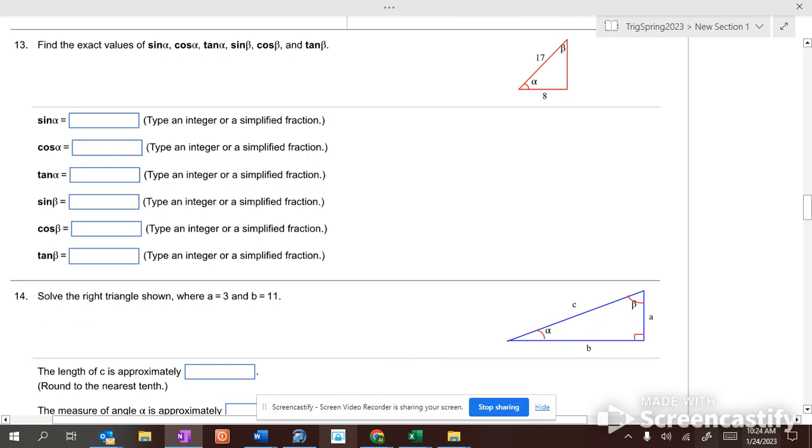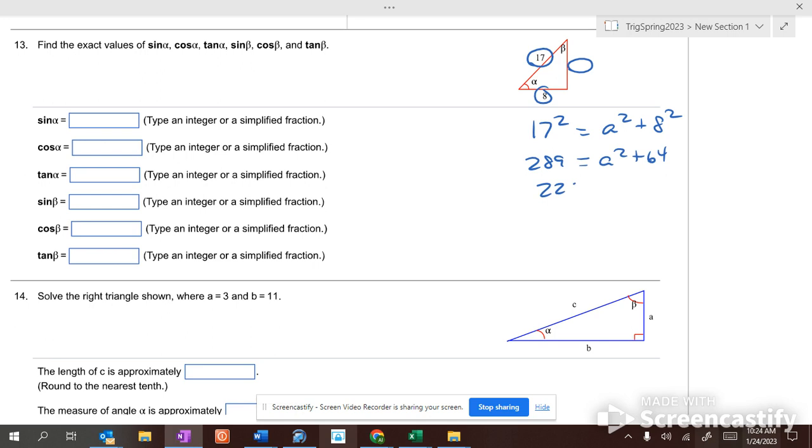Okay, this one's just a little bit different. If this is 17 and this is 8, we got to find this side. How do we find the other leg? 17 squared equals a squared plus 8 squared. So 289 equals a squared plus 64. Subtract 64 from each side. 225 equals a squared. Take the square root. A equals 15. The nice thing is they're all whole numbers. It makes nice fractions. You don't have to work with radicals.